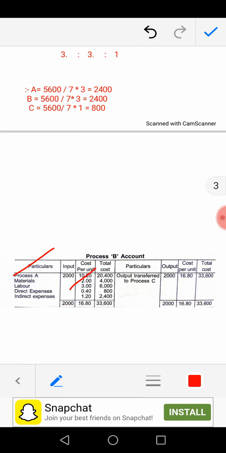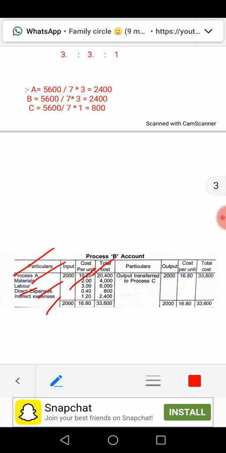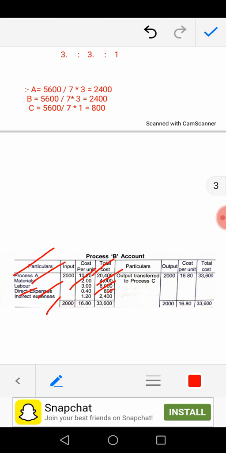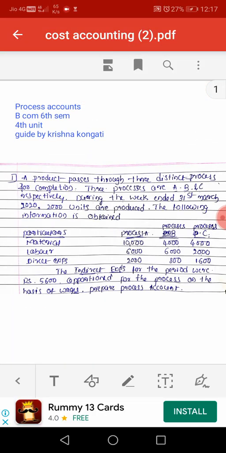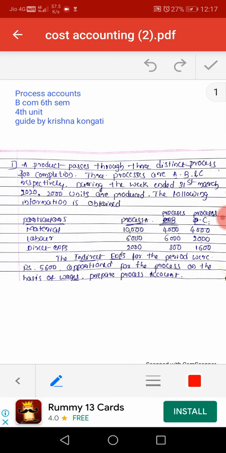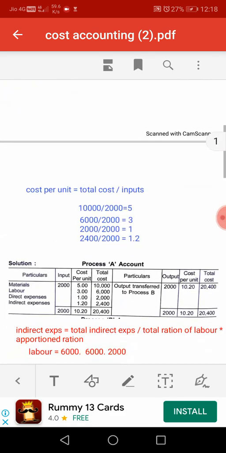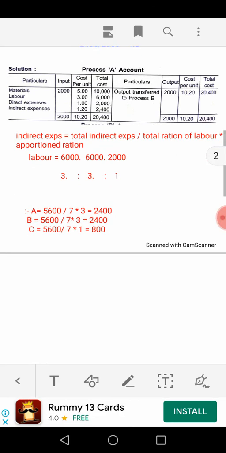2000, 10.20 and 20,400, and later you have to take all the expenses: material, labor, direct expenses and indirect expenses, like that, the same 4,000, 6,000, 800 and 2,400. See in the question what they have given for process B: material 4,000, labor 6,000, direct expenses 800, and indirect expenses, which we have already calculated here, 2,400.